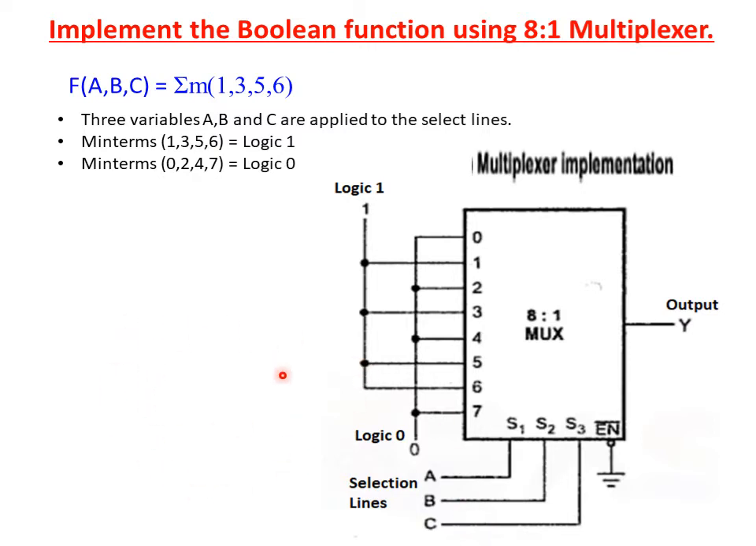Here the implementation table is not used because it's a 3 variable input. So we are using 8:1 multiplexer. So the implementation table is not required. Directly we can implement with the multiplexer.